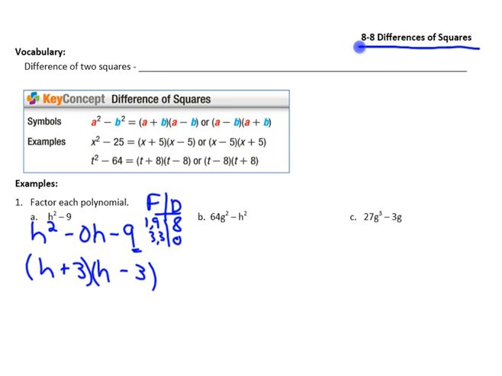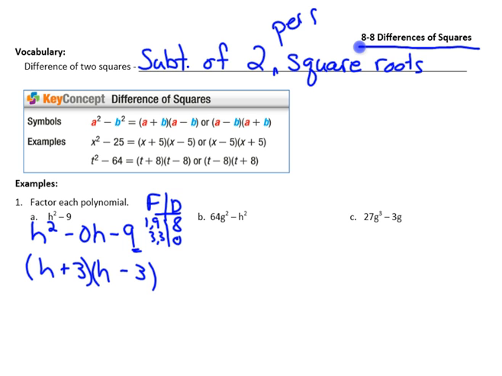Well, this is called the difference of two perfect squares. So it's when we have the subtraction of two perfect square roots. And a perfect square root just means that you can take the square root of it. So instead of having to go through and do this, it's done the same way all the time. You need the square root of both terms. Well, the square root of 9 is, what times itself gives me 9? 3. Square root of h squared, if it's for the exponent, you're always just taking it in half.